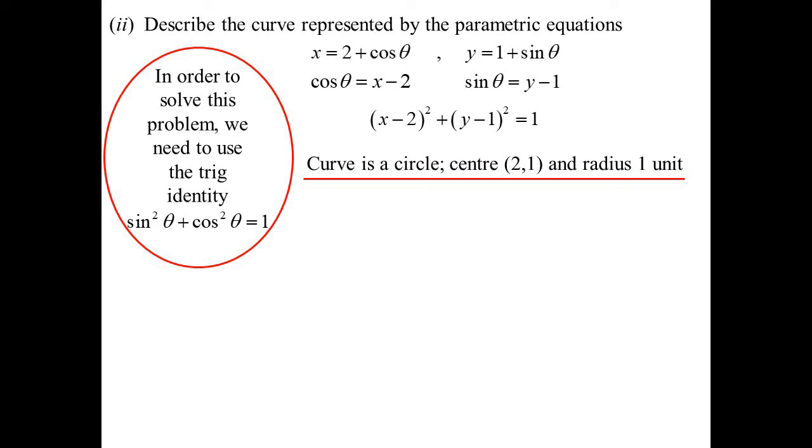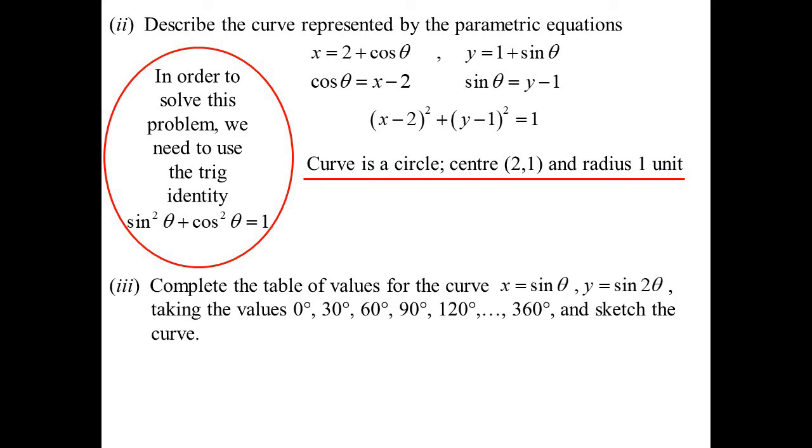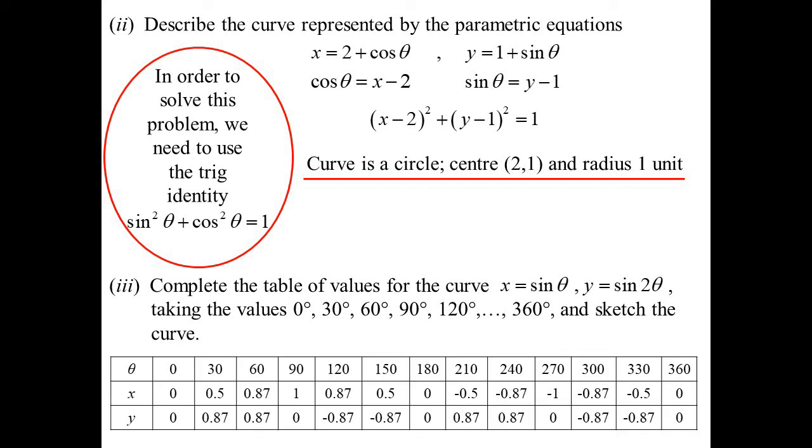Let's have some fun with these. We're going to complete a table of values for this one. x is sine theta and y is sine 2 theta. We're going to use all these different values for theta. They're going to be our parameters, and see what this curve looks like, because you can actually get some quite interesting curves putting it in parametric form. There's the table of values. I've already worked it out for you to save you some time.